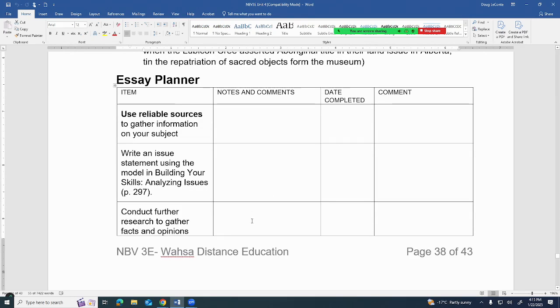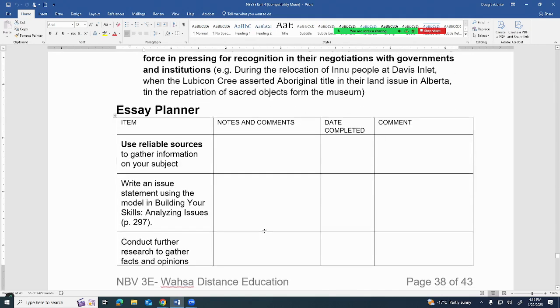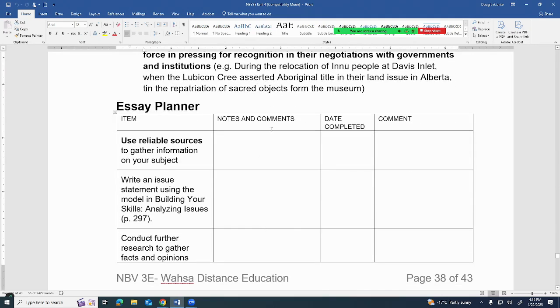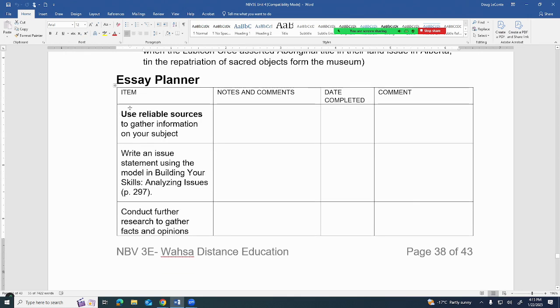Okay, so below that we have the essay planner. The first item here is use reliable sources to gather information on your subject. You can make notes and comments there. The date that section is completed, that's the research part of your essay. You need to find those reliable sources.